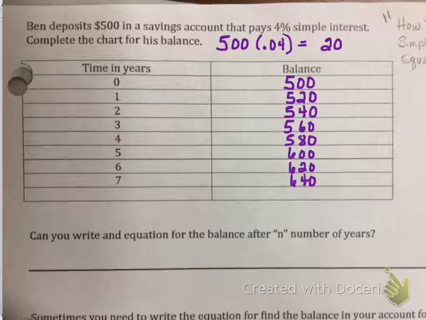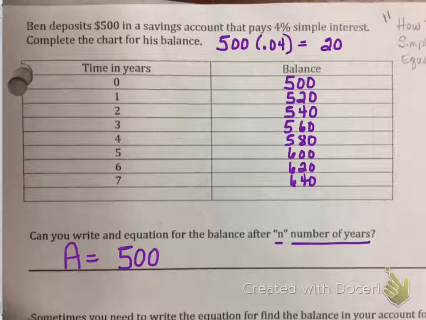So underneath the chart, it says, can you write an equation for the balance? N in our equation is going to stand for the number of years. In all of our formulas, they're going to use an A for balance. And so our balance in our account is going to be equal to the initial investment. We call that the principal. That's the money that Ben is putting in or depositing. And then he's going to make some money because he's investing. He's going to make $20. And remember, we found that by doing 500 times 0.04. He's going to make $20 each year. So we'll have to multiply the 20 times the N. So for this short little mini problem, this equation, A equals 500 plus 20N, would be an equation that stands for the balance of Ben's account after N number of years.